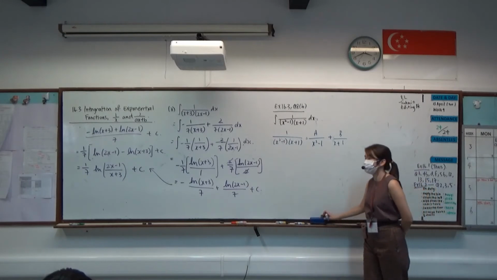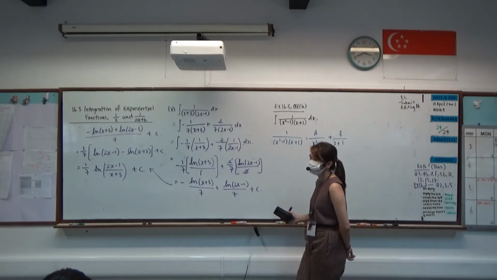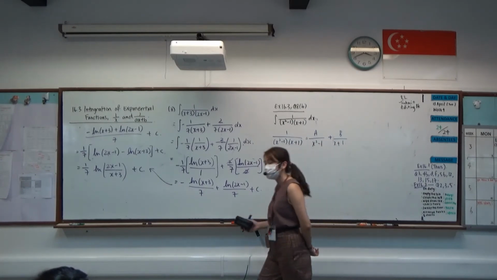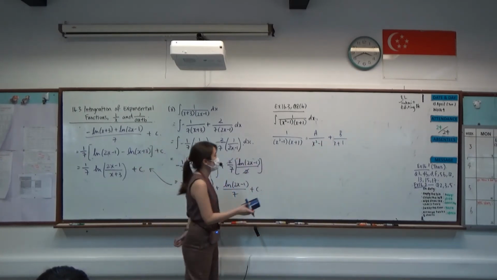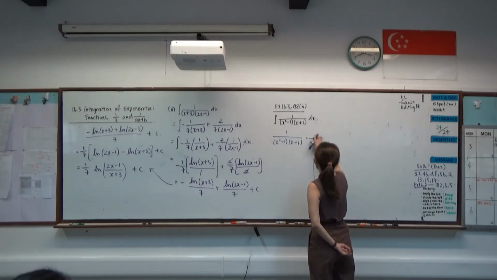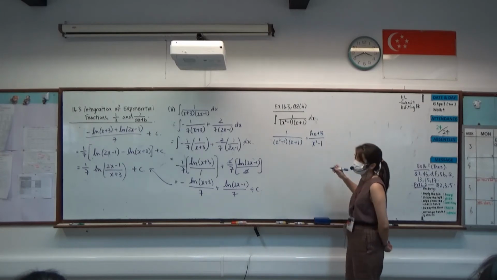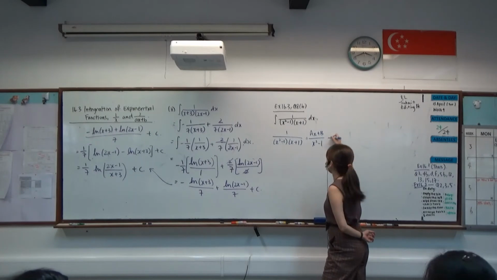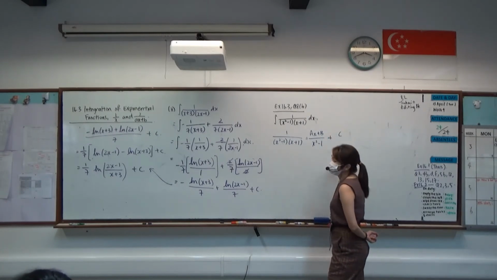No? Then? So say again? Over what denominator? Ax plus B over x squared minus 1, then plus C over x plus 1. Like that?